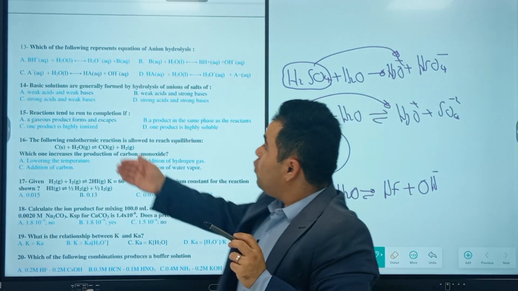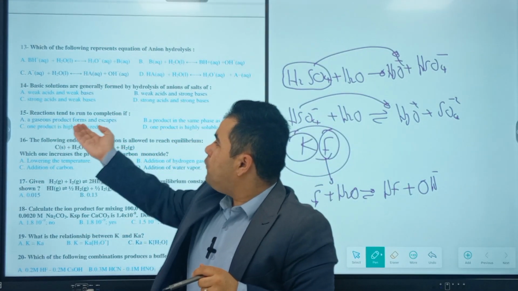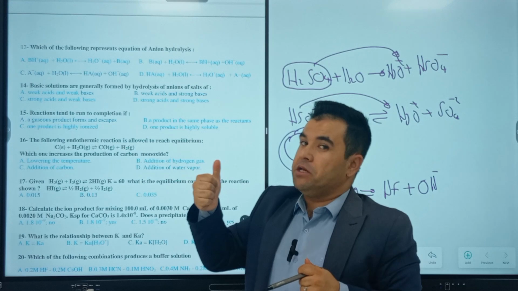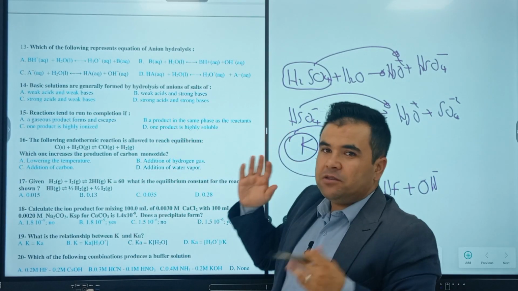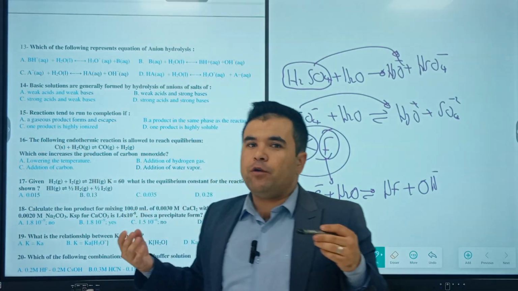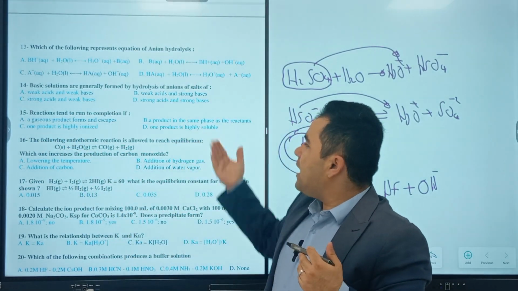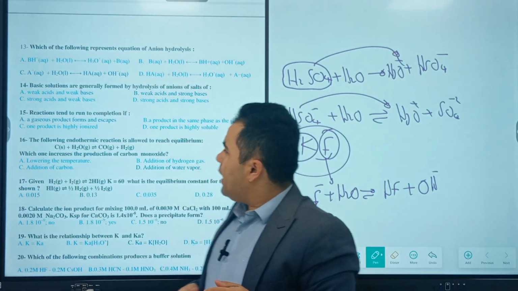Reactions tend to run to completion if a gaseous product forms and escapes. Yes, this is true. A product in the same phase as the reactant? No, we do not have such a condition for completion. One product is highly ionized? No. One product is highly soluble? No, we do not have such a condition. So A is the correct option.